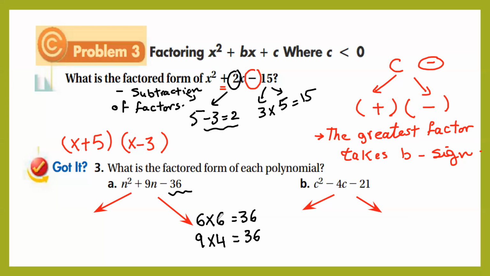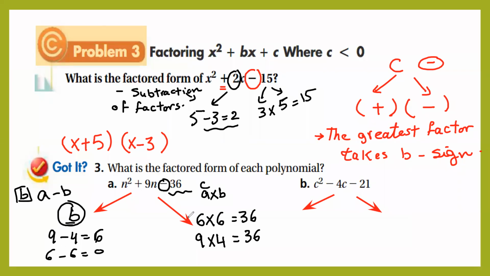Here it is 36. So we said C is negative, which means the B here is subtraction. Yes, subtract the two factors, A minus B, and here it is C, A times B. Okay, now let's subtract 9 minus 4 equals 5. 9 times 4 is 36. I need one more: 6 minus 6, it will be 0. Any more numbers that I can multiply together, giving me 36?